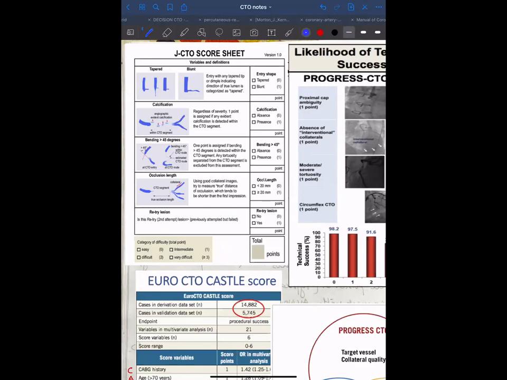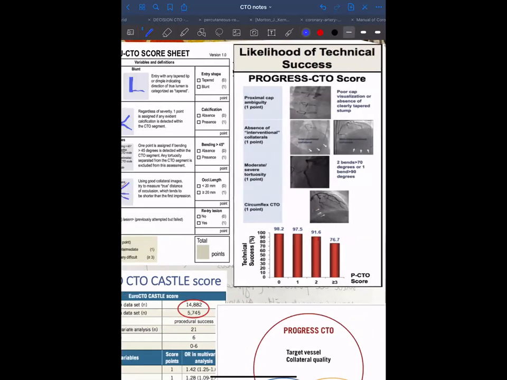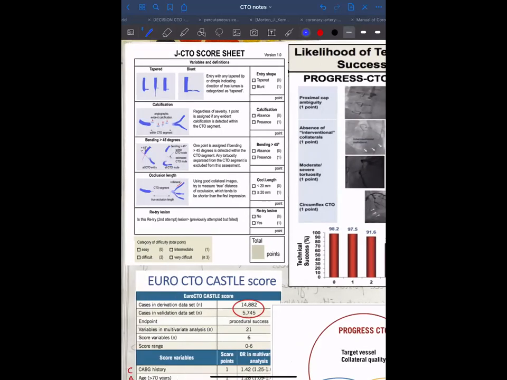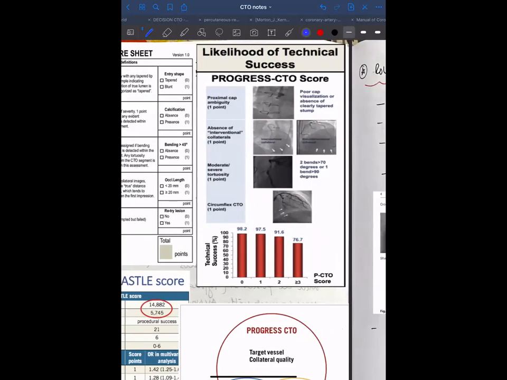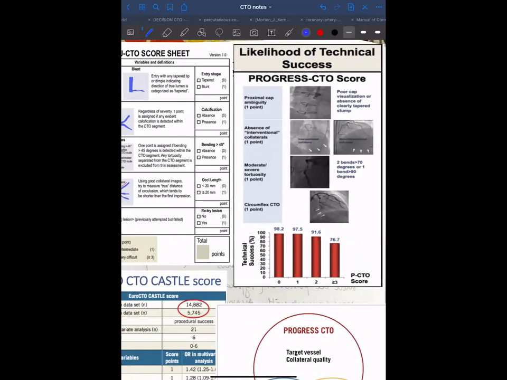So these 5 things are there in the JCTO score. Then came along the PROGRESS CTO score. See, the JCTO score looked at the outcome of successful wire crossing at 30 minutes. That is what they had looked at. But EuroCTO, which is also called the CASPLE score, and the PROGRESS CTO score looked at technical success, like the whole technique, completion of the procedure. So this would be more relevant to us. However, that said and done, the most commonly used score is the JCTO score.